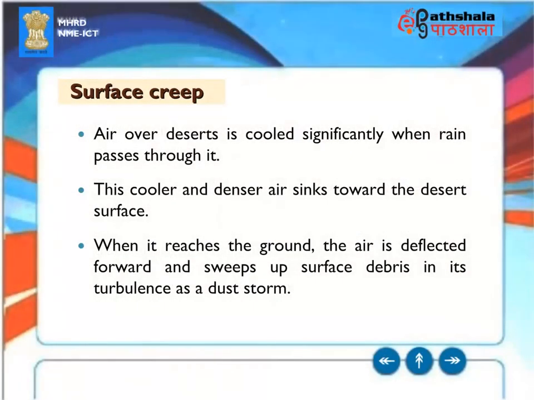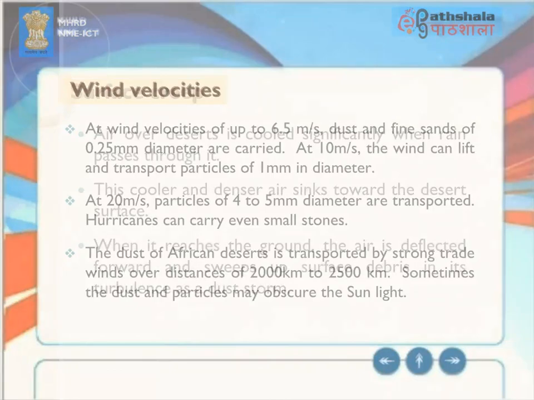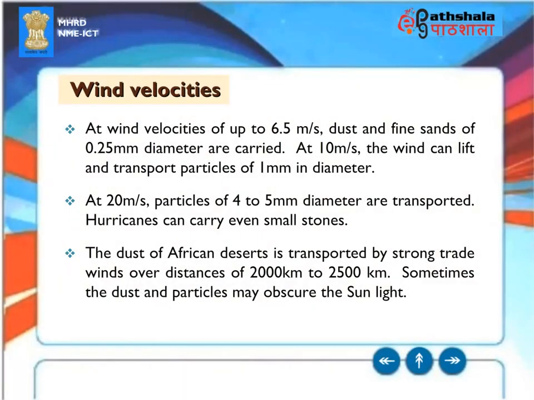Air over deserts is cooled significantly when rain passes through it. This cooler and denser air sinks towards the desert surface. When it reaches the ground, the air is deflected forward and sweeps up surface debris in its turbulence as a dust storm. Wind velocities. At wind velocities of up to 6.5 meters per second, dust and fine sands of 0.25 mm diameter are carried.